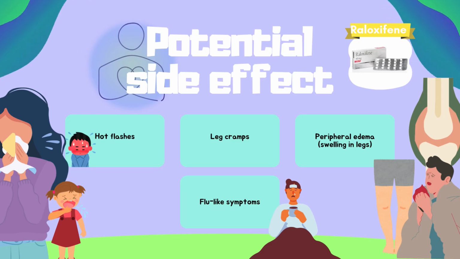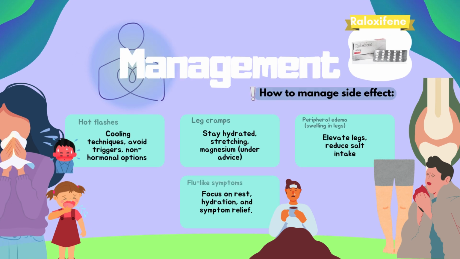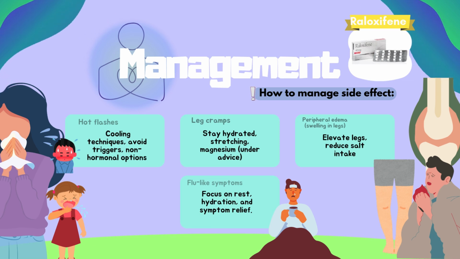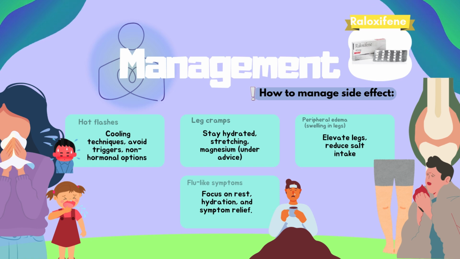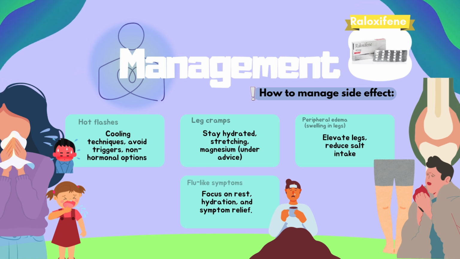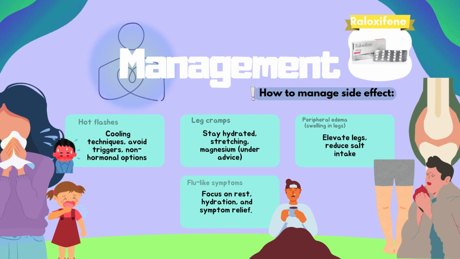For raloxifene, you may experience hot flashes, leg cramps, peripheral edema, which is swelling in the legs, and flu-like symptoms. To manage them, for hot flashes, you can use cooling techniques, avoid triggers, and take non-hormonal options. For leg cramps, you can stay hydrated by drinking water, do some light stretching, and take magnesium under doctor's advice. For peripheral edema, you can elevate your legs and reduce salt intake. And lastly, for flu-like symptoms, do focus on your rest, hydration, and symptom relief.